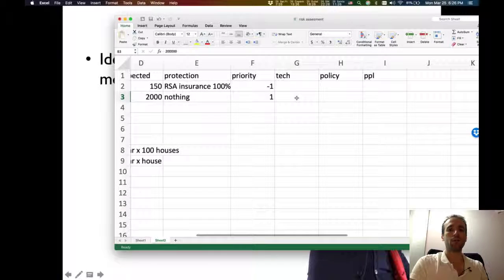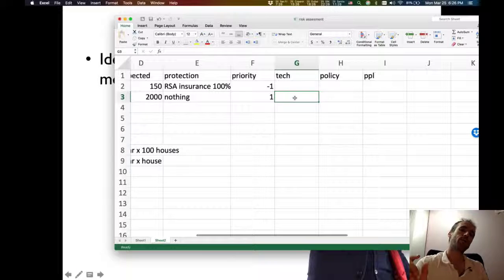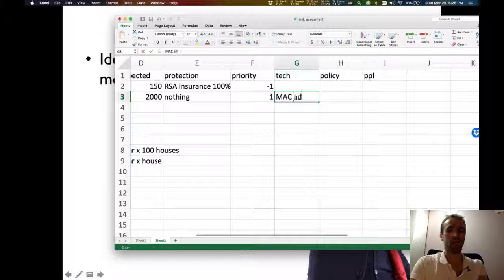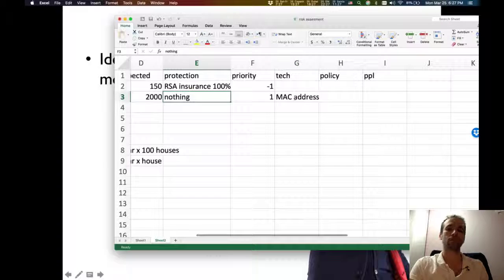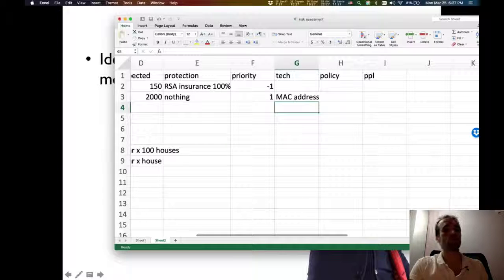Well, maybe we could, for example, if you have a Wi-Fi, you can limit the access from the devices to the Wi-Fi by limiting by MAC address, right? MAC address. So that's something you can do. It's very easy. And if a device whose MAC address is not registered in the router, then it cannot access, right? So that limits a lot.